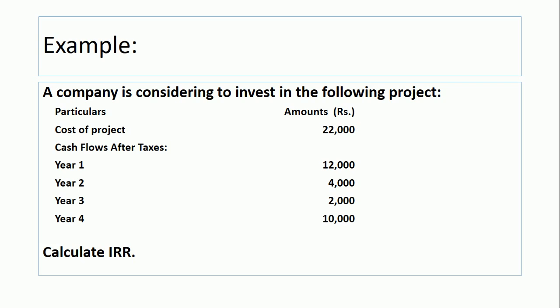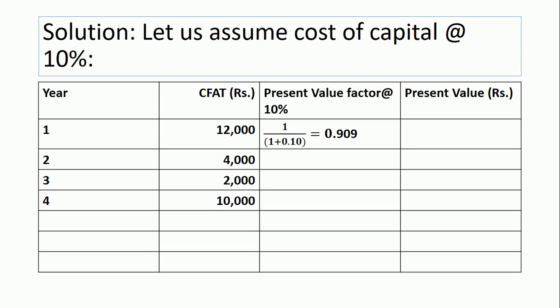Here in the case of IRR, cost of capital is not available. For that, we assume one rate. As per my suggestion, it is better to always assume the first rate as 10%. Here, let us assume cost of capital at 10%. We go for the calculation. It requires a table with 4 columns. First column, years; we have 4 years. Second column, cash flows after taxes given in the question: 12,000, 4,000, 2,000 and 10,000.